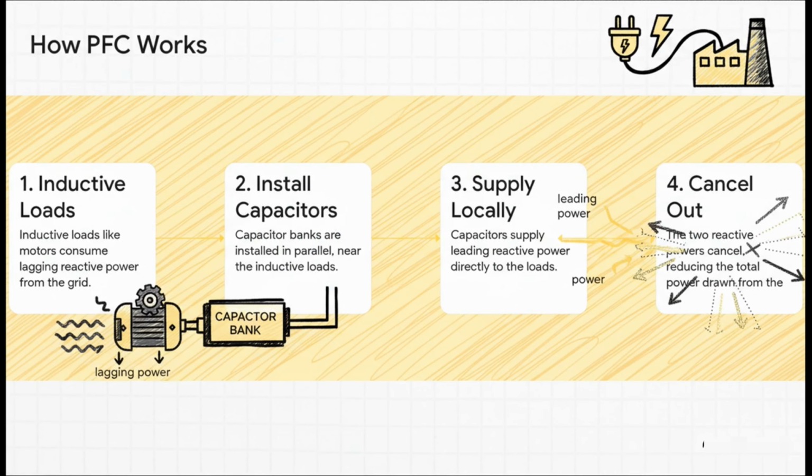So here's the play-by-play. Your motors are sitting there gobbling up all this lagging reactive power. So what you do is you install a capacitor bank right there, near the motors. These capacitors then start supplying the exact opposite kind of reactive power, leading reactive power, right where it's needed. Because it's being generated locally, it doesn't have to be pulled all the way from the utility. From the grid's perspective, the two just cancel out, and boom, your power factor shoots right up.